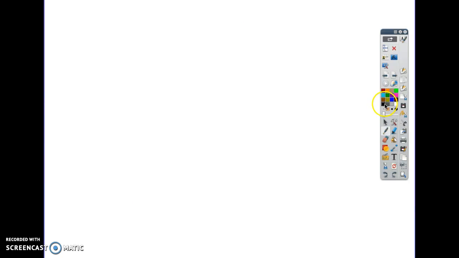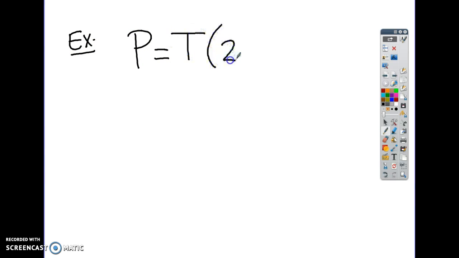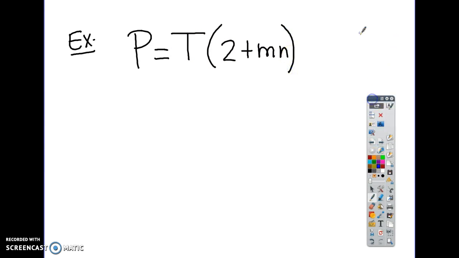Example 2. What if it gives you the equation P equals T parentheses 2 plus MN, and it tells you to solve for T, or if it tells you give me the equation that will calculate T, same thing, you're going to do C do. Now I know you see parentheses here, right? And I know you really want to distribute. We're not going to distribute.